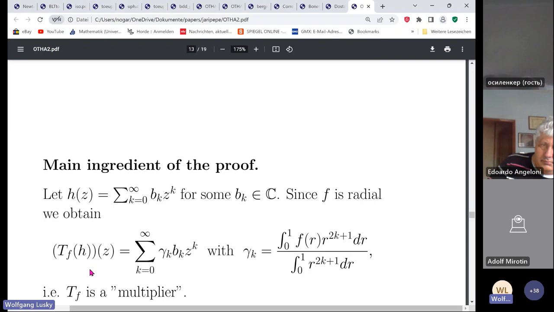Now, we want to estimate the weighted supernorm of this holomorphic function, by estimating these quotients here. And now we have one big difficulty, because the monomials z to the k are by no means an unconditional basic sequence in the Banach space H sub V infinity. They are not even a Schauder basic sequence. And this can mean that small changes of gamma sub k produce huge changes on the left-hand side here.